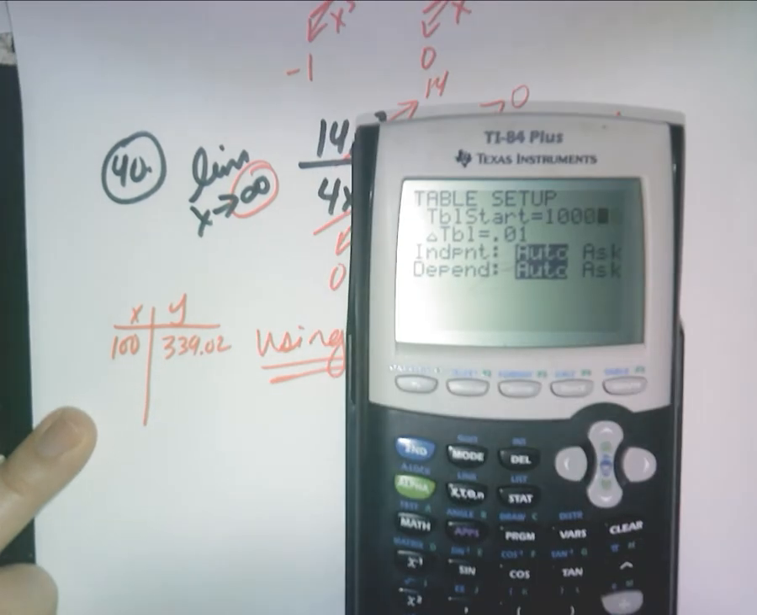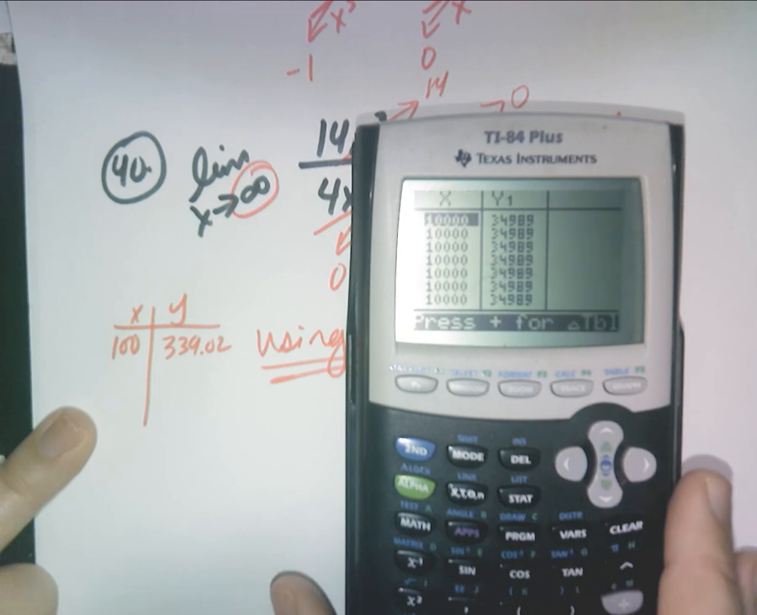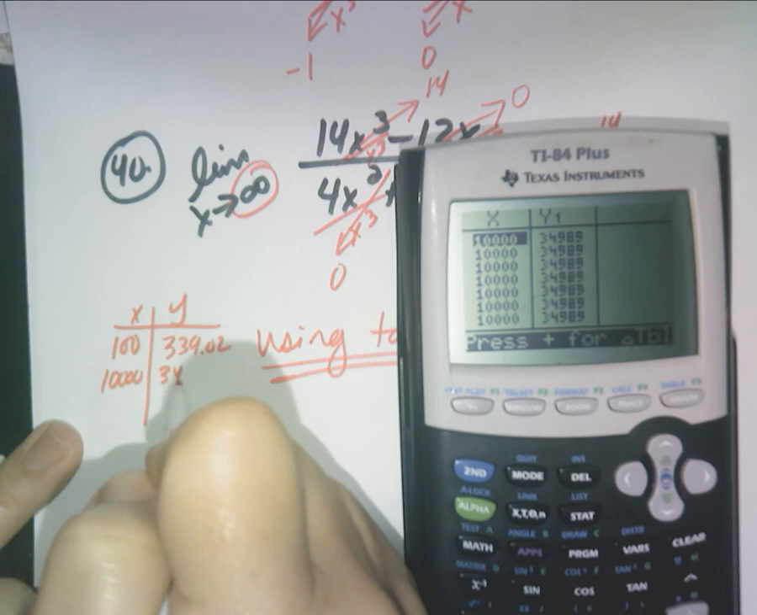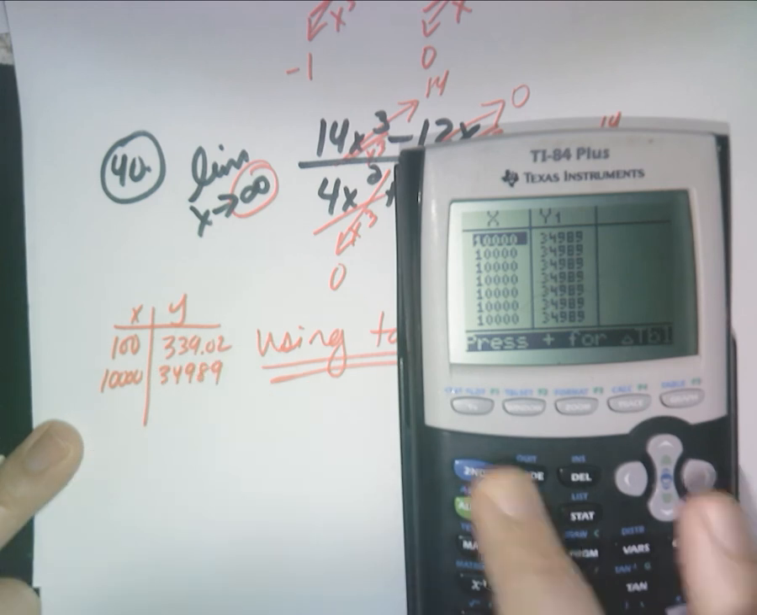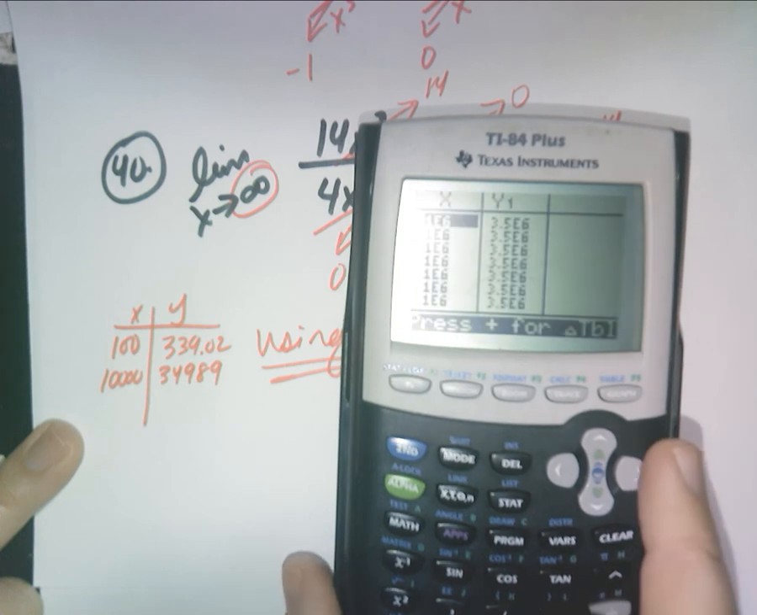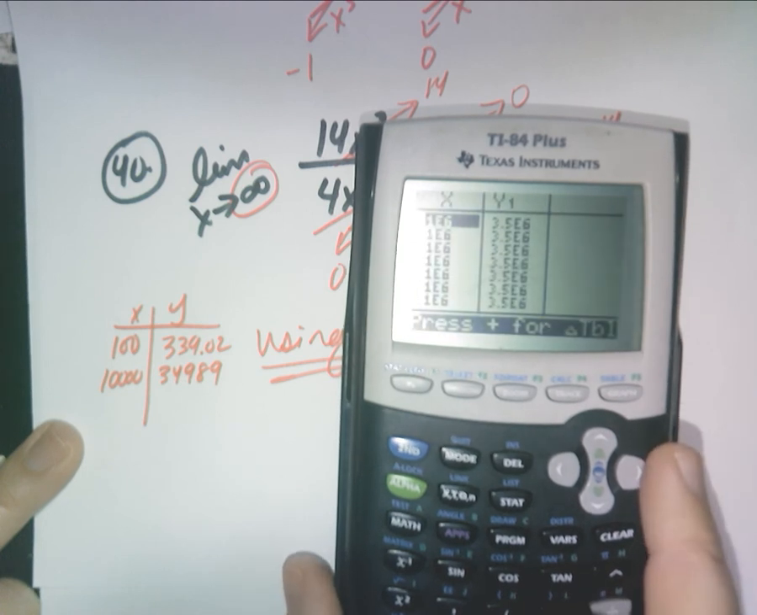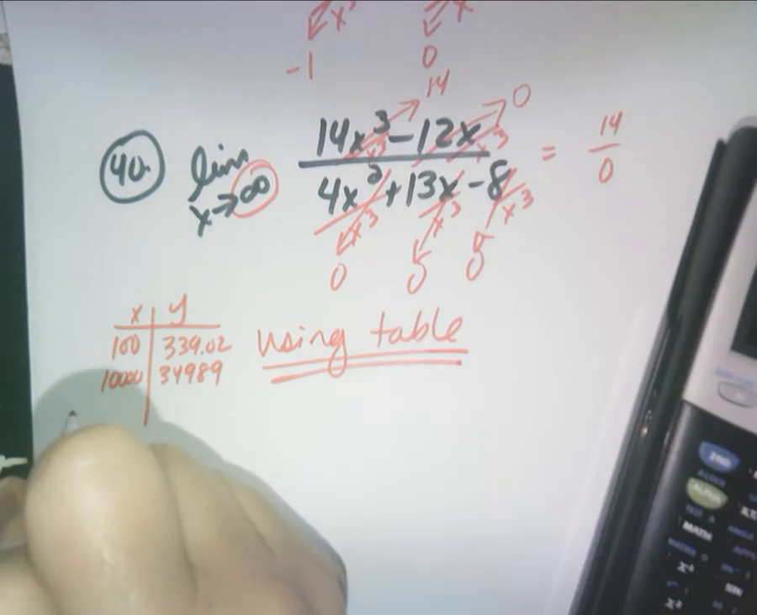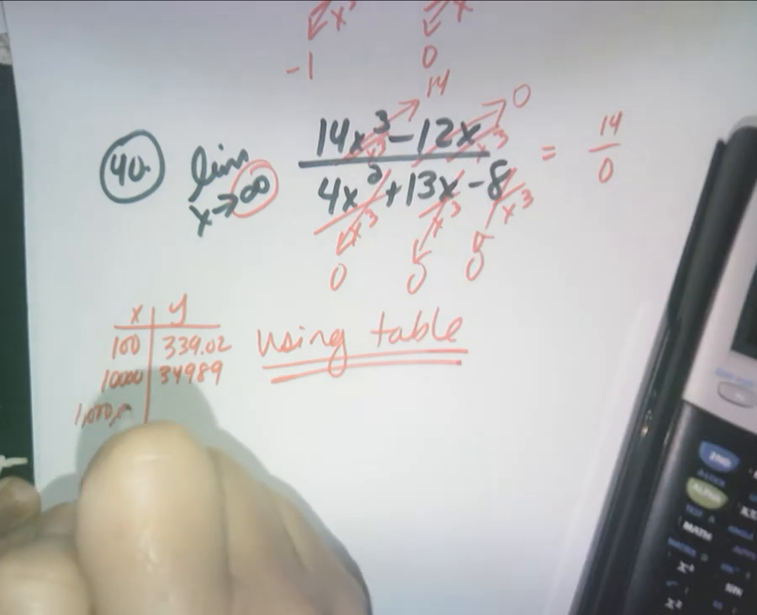All right, now let's make it go to 1,000. Actually, let's go to 10,000. 34989. I mean, you could just do one more just for the heck of it. Let's go 1,000,000. And I'm going to 3.5 E6, which means 3,500,000 when I'm at 1,000,000. So where am I headed, everybody?